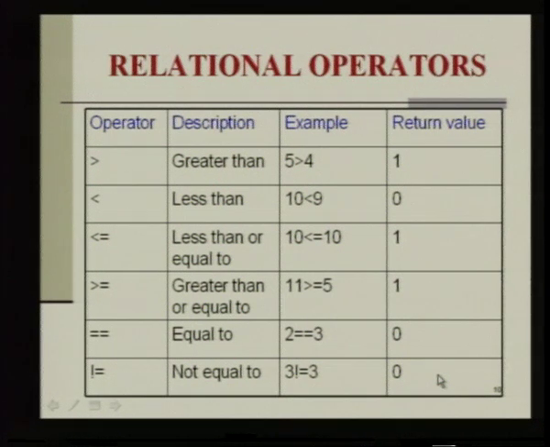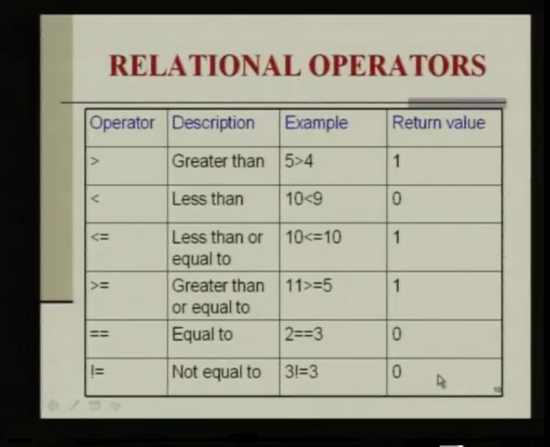So, what does this indicate? How is it applied? Now, these are the relational operators available in C. You have less than, greater than, less than or equal to, greater than or equal to, equal to, and not equal to. It is very important here to remember the operator symbols, because we will be using only the operator symbols in the program. Equal to has two equal to symbols, and not equal to has one exclamation mark followed by an equal to. So, all these have to be kept in mind.